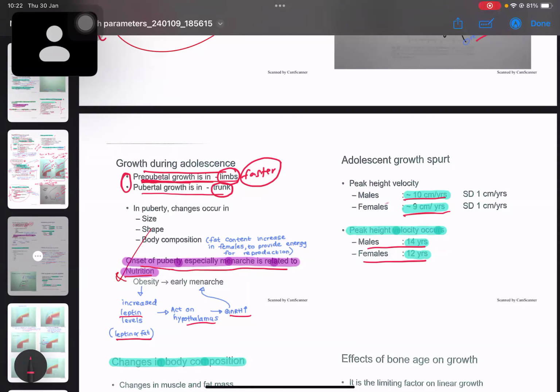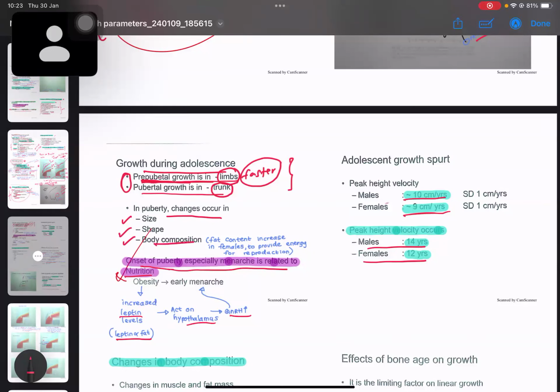But during puberty, our trunk will grow faster and taller. Okay, so before puberty, limbs grow faster and they become lengthier. And during puberty, the trunk grows faster and it will be lengthier. So here, this is a common MCQ point, and here you should be thorough whether the MCQs ask on pre-pubertal or during puberty. In puberty, the changes occur in the size, shape, body composition.